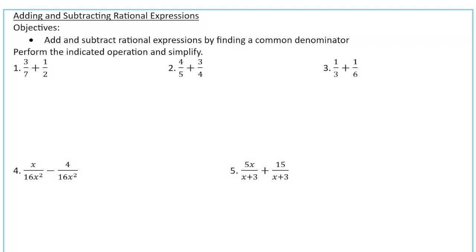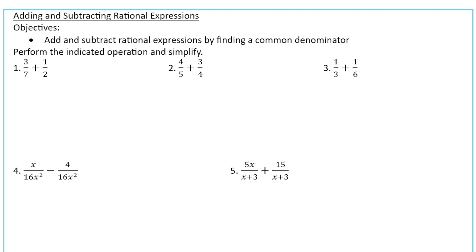In this video, we are going to learn how to add and subtract rational expressions. Before we do that, let's go ahead and add and subtract regular fractions. Remember that in order to add two fractions, you have to have a common denominator. Right now I have 3/7 plus 1/2. I can't add those because I have a 7 and a 2 as my denominators.